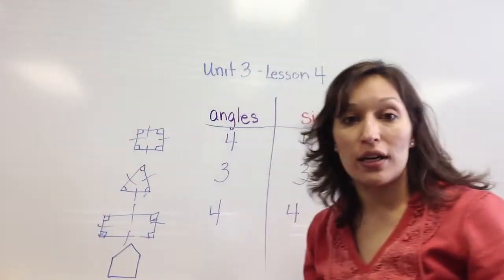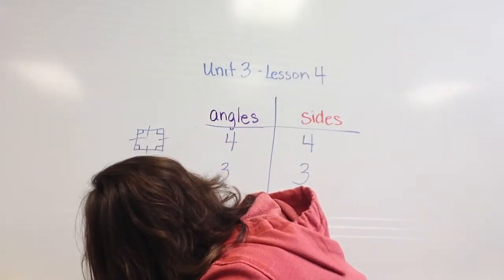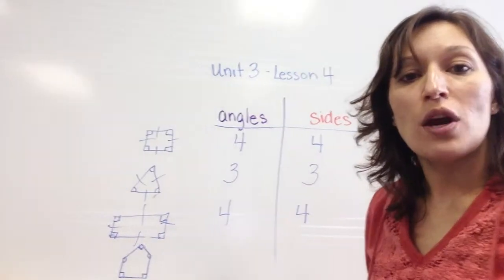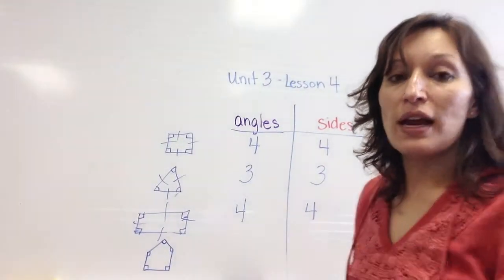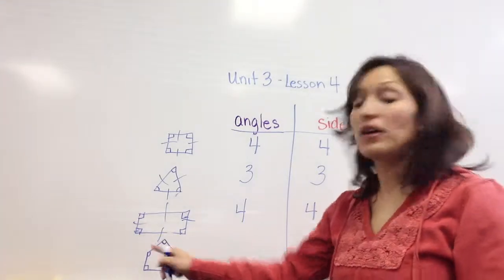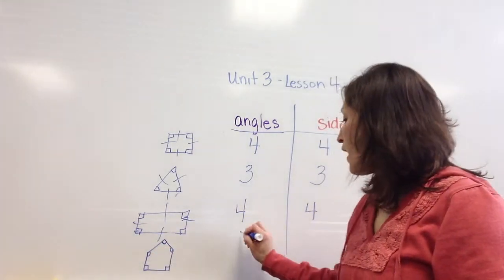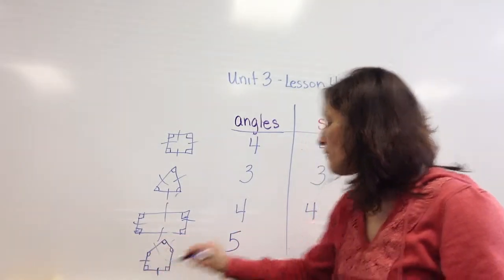I've got a pentagon here. Pentagon, I'm going to mark the angles. 1, 2, 3, 4, 5. Can you notice if the pentagon has any right angles? 1, 2. Only 2 right angles. The other angles are not right angles. We've got 1, 2, 3, 4, 5 angles. We've got 1, 2, 3, 4, 5 sides.